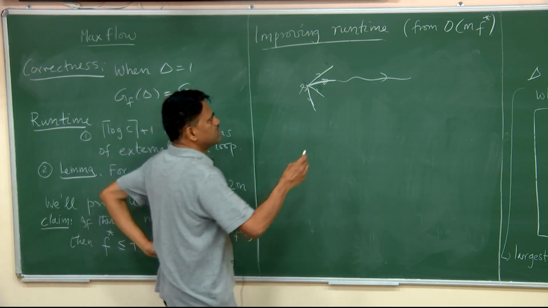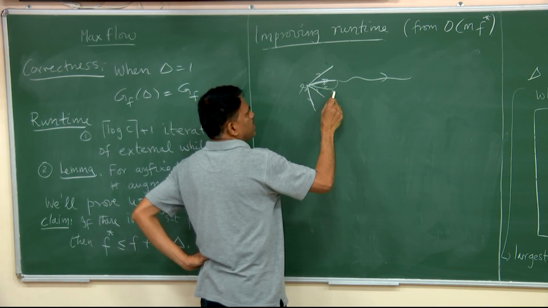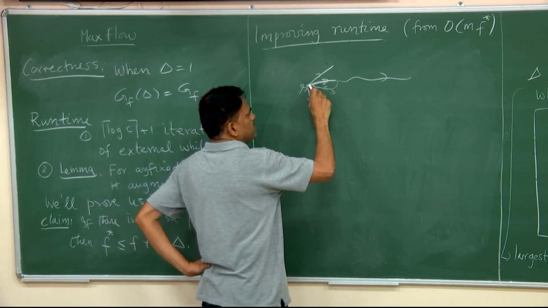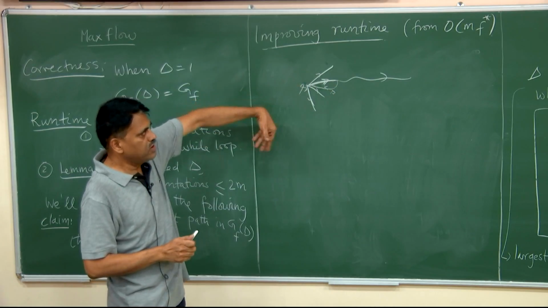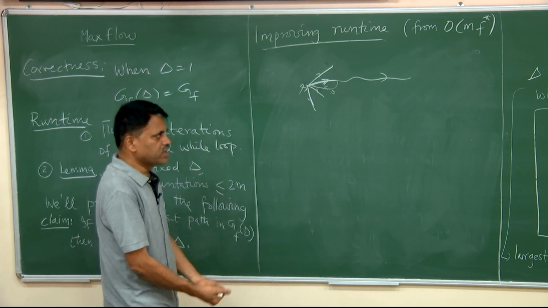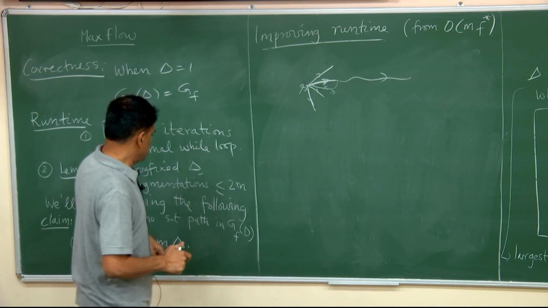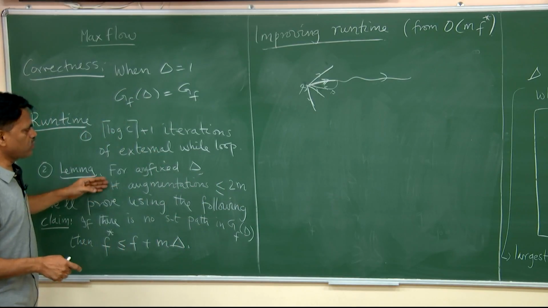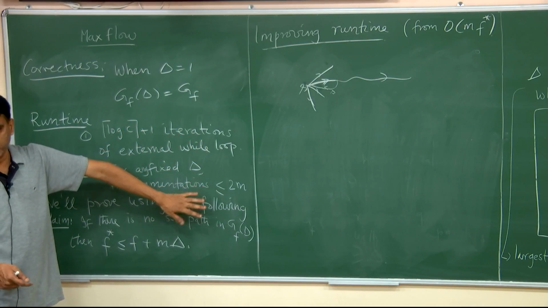So I might have this edge with delta here, but this edge will not be used more than once. Any edge out of S will not be used more than once in the augmentation, because its residual capacity will come down by delta, strictly less than delta. So it's initially true. The number of augmentations is less than or equal to, in fact considerably less than, 2m initially.